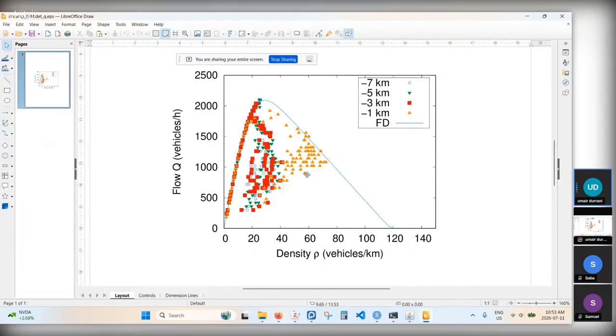I have made sure that the IDM model parameters that we have used are the same as mentioned in the book. It's in table 12.2, I think, in chapter 12. So we are using exactly the same things, but we are getting somewhat different results. These triangle data points represent just the closest detector, at 1 kilometer. So here we see a higher density, around 50 to 70 vehicles per kilometer.